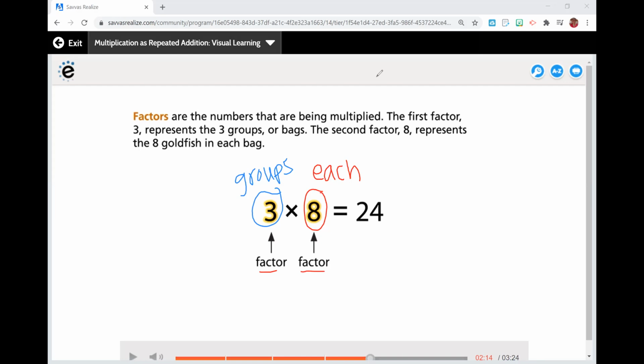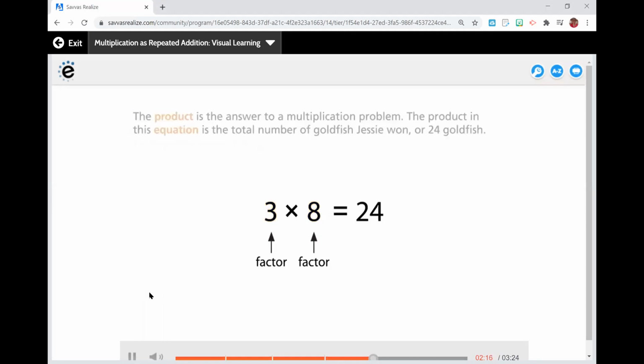I wonder if you can remember what the answer to a multiplication problem is called. Think about what it's called from what we learned in our problem solving. Starts with a P. The product is the answer to a multiplication problem. The product in this equation is the total number of goldfish Jessie won, or 24 goldfish. Again, we see that word total for the answer to a multiplication problem, to find the product.